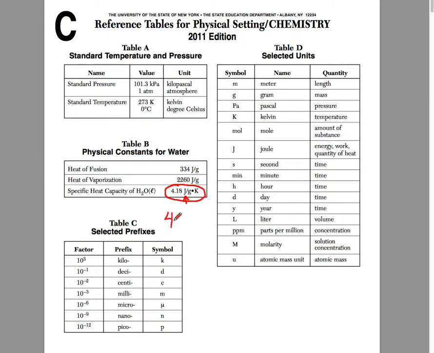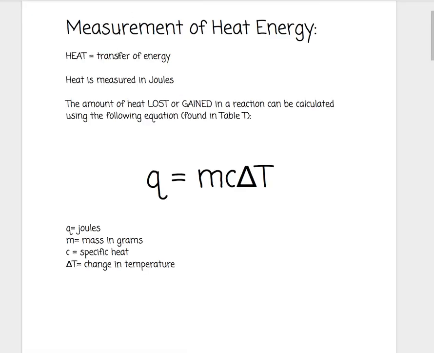Sometimes it will say 4.18 joules per gram degree Celsius. Kelvin and degrees Celsius are interchangeable in this case, because if I raise something 1 degree Celsius, I'm really raising it 1 Kelvin. They are a 1-to-1 ratio. So it's telling me I need 4.18 joules every time I want to raise 1 gram of water 1 degree Celsius, or 1 Kelvin. Let's translate that to what we actually are going to be doing.